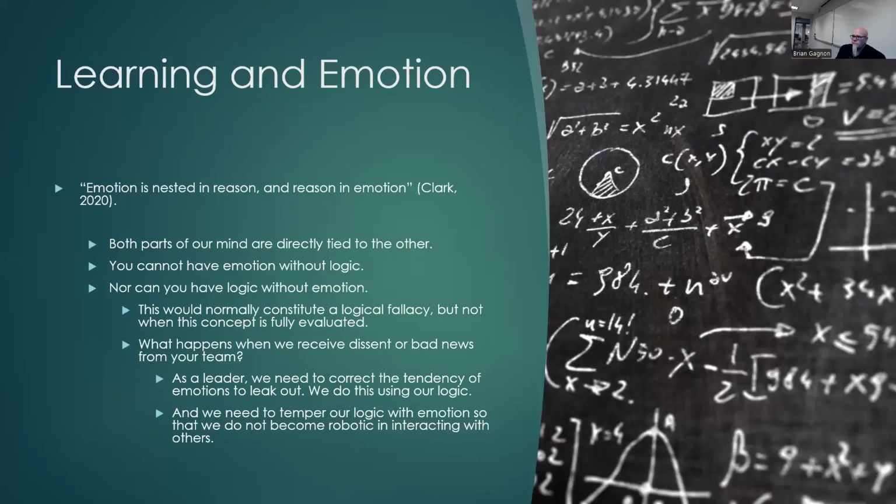Learning and emotion. Emotion is nested inside of reason, and reason is nested inside of emotion. Now, that may sound like a circular argument, which is a logical fallacy, but it's not so. It's not a circular argument because these are both parts in our mind, and they're directly tied to each other. They're intimately interwoven in a way that sometimes reason is encompassing emotion. Other times emotion encompasses reason.